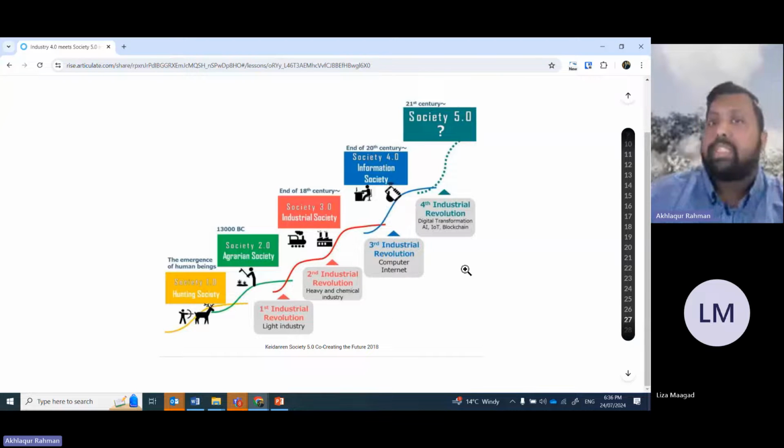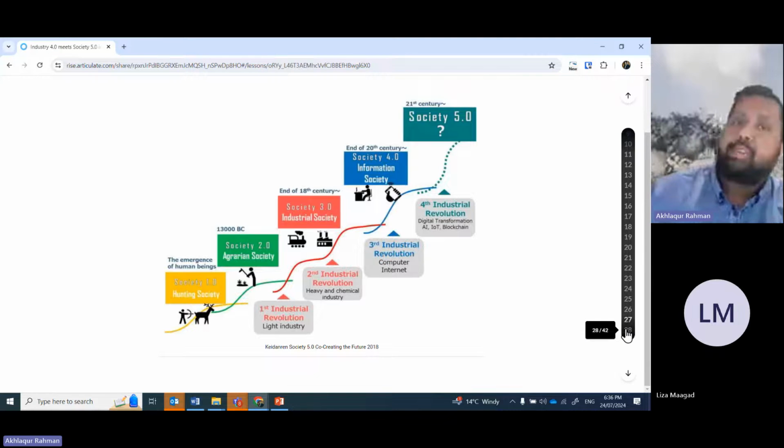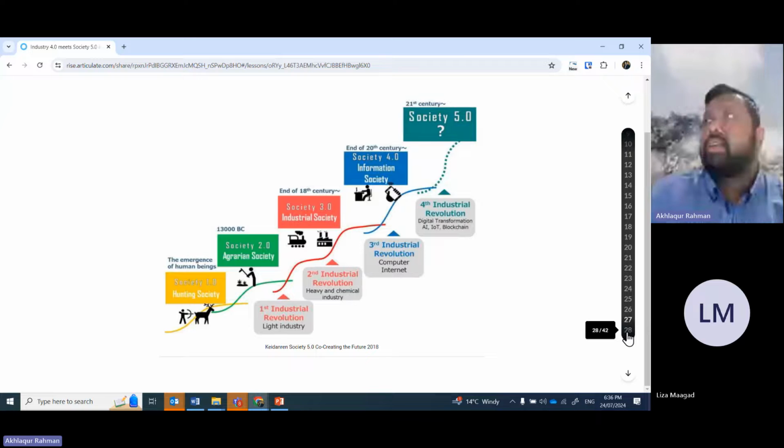This is again talking about the same thing: how technology has helped with the industrial revolution, but eventually that has also impacted how society gets impacted and how its progression happens as well.